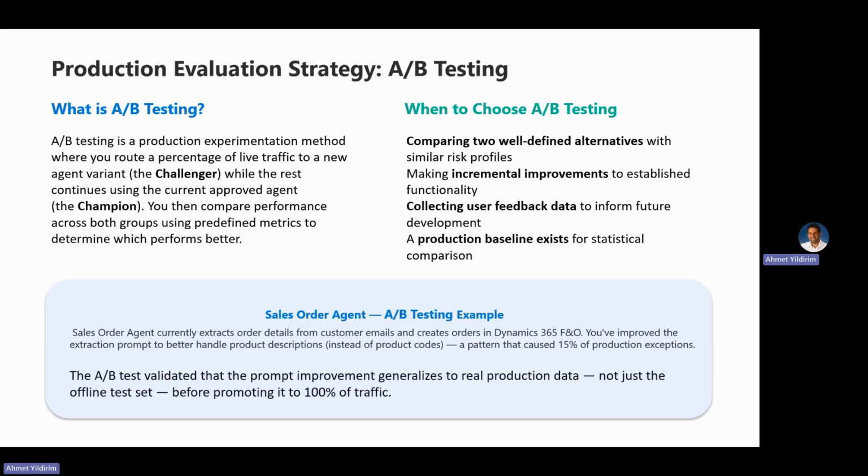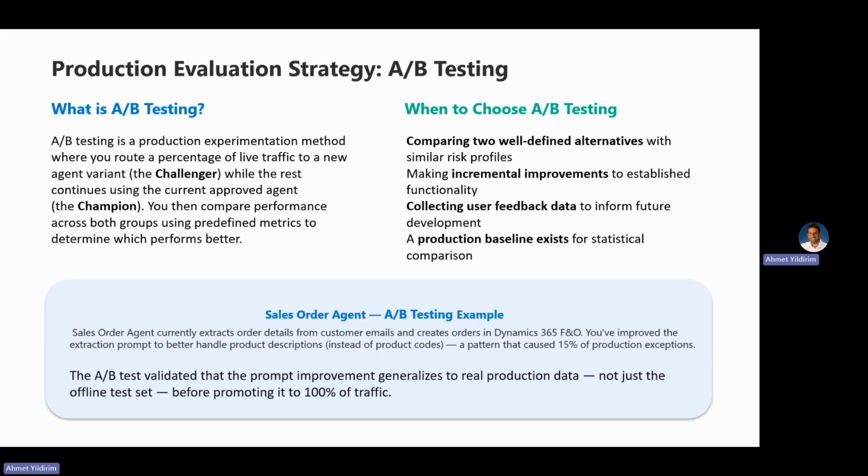The champion is your current approved agent, serving the bulk of traffic. The challenger is the new variant, an updated prompt, a different model, new grounding logic, and it receives a defined percentage of live traffic. So you then compare both groups on predefined metrics to decide which performs better. Two things have to be true for A/B testing to function as governance, not just experimentation.